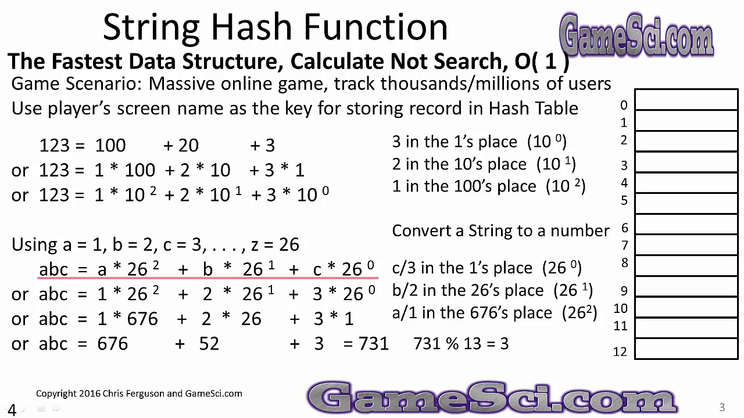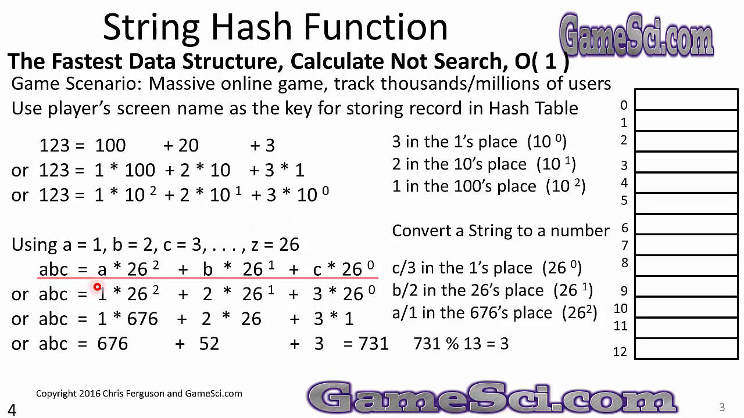Let's use A equal to 1, B equal to 2, C equal to 3, and Z equal to 26, and convert a string to a number. We started A at 1. We could have started at 0, but we'll start it at 1. That means Z is going to be at 26. If we want to convert ABC to a number, we'll use the same breakdown we used up here.